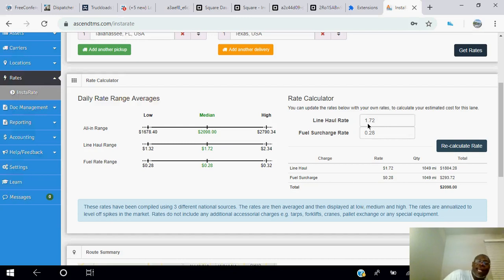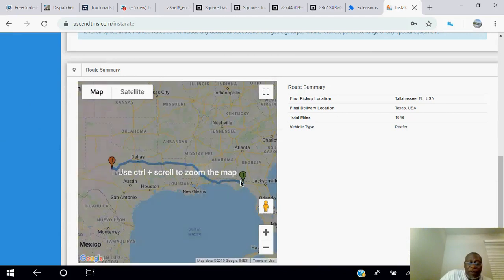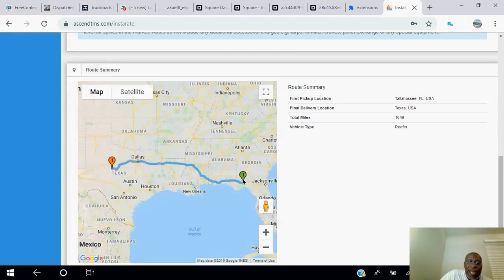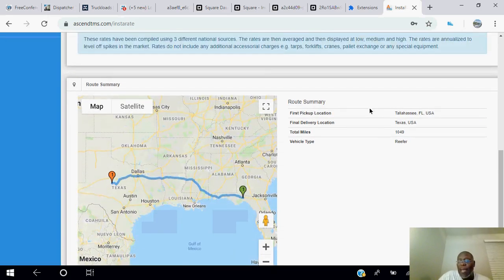Here it's going to give you what the lane is paying right now on average, for loads running from Tallahassee up to Texas. Then you can go down here and calculate your fuel, all that type of stuff. It gives you the best route. If you want to recalculate that route, you can redo it to a different route, and it will show you the optimal route. I usually just leave it like that.